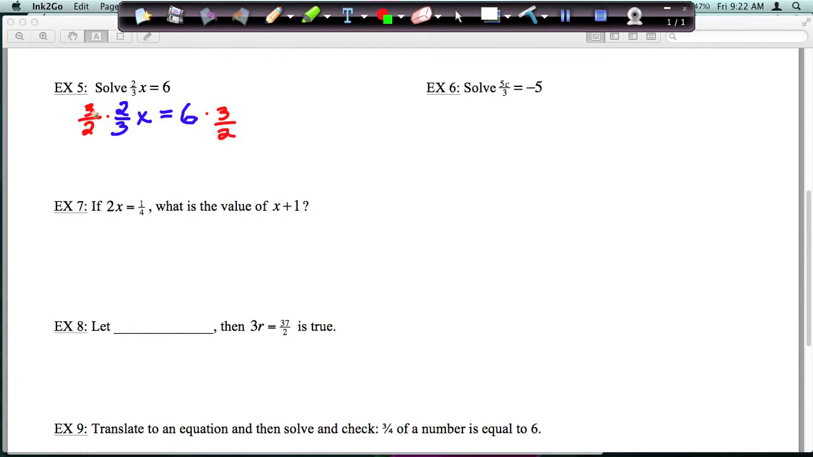What happens over on the left-hand side is the 3's cancel and the 2's cancel. So I'm just left with 1x or x. So the 3/2 times 2/3 is just 1. And so I can now just write x equals.